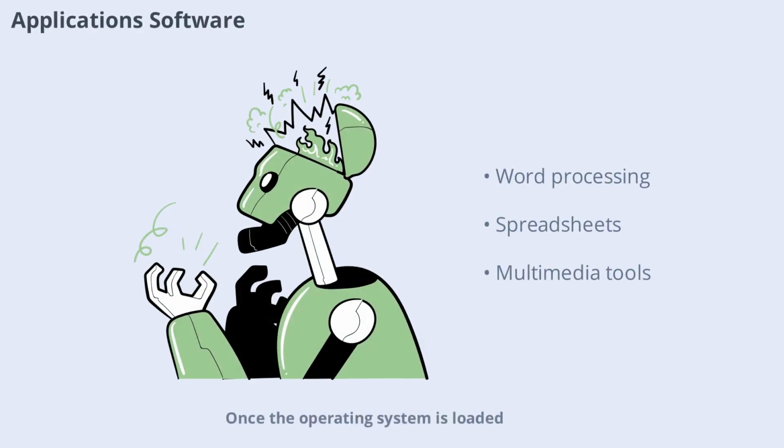Once the operating system is loaded, you can use application programs to perform specific tasks. These include word processors, spreadsheets, databases, and multimedia applications. Application software is what allows you to write documents, manage data, create presentations, and much more, making computers versatile tools for work and play.